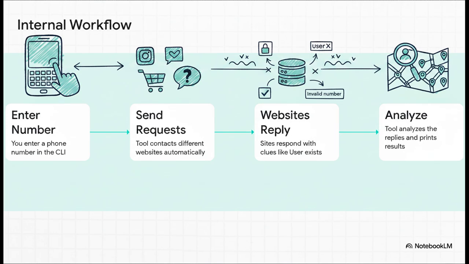Let's move on and see how this builds into a fully automated workflow. It actually happens in 4 incredibly fast steps. Step 1, you enter a number into the tool. So you type something like Ignorant followed by the phone number. Step 2, the tool automatically contacts all these different websites, sending requests out to places like Instagram and Amazon. Step 3, the websites respond, giving up those little clues we just talked about, like user exists or invalid number. And finally, Step 4, the tool analyzes all those replies and prepares to show you the final map.